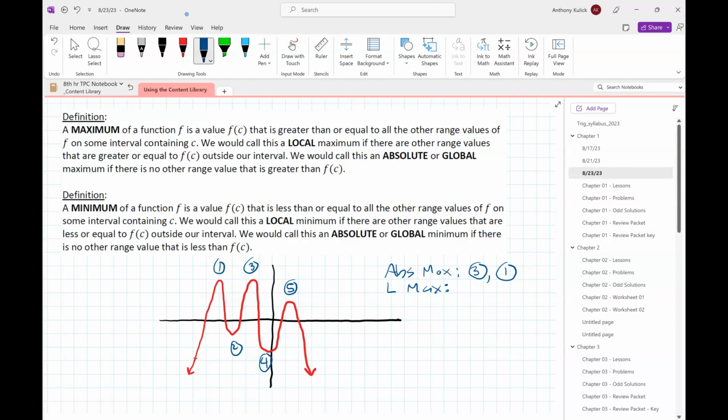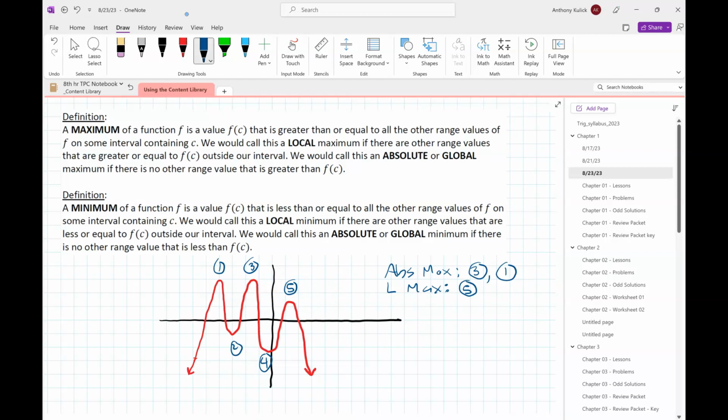Five, yeah. So if we look in just this little neighborhood, 5's the top dog in that neighborhood, but clearly 1 and 3 are higher than it. So it's not an absolute, it's just a local. Technically speaking, you could also list 1 and 3 as local if you wanted to. It's not necessary that you do if we're listing absolute and locals. If something's an absolute, you don't also have to list it as a local for me. But technically speaking, it still counts.